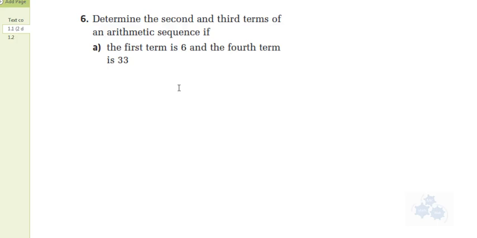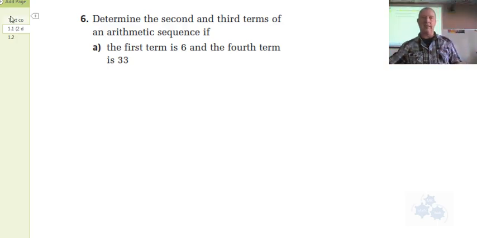All right, pre-calculus 21.1, number 6, homework question. Determine the second and third terms of an arithmetic sequence if... Okay, so we know we need the second term and the third term, and we know that it's arithmetic. So the difference between all the terms is going to be constant. Okay? So there's a couple different ways you could do this.